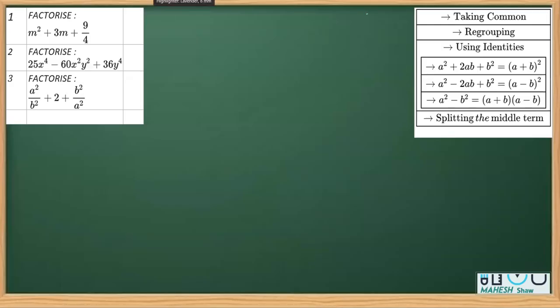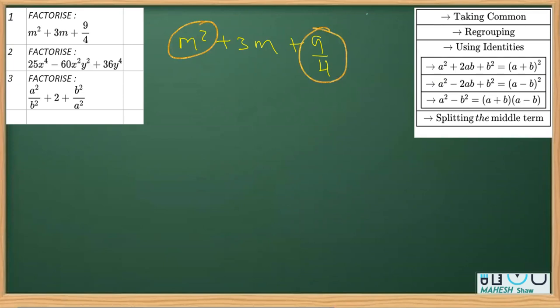I've taken 3 questions based on factorization, class 8. Starting with the first question. The question says it is m square plus 3m plus 9 over 4. What you can see here is that we have two square terms, this being a perfect square, and this is a perfect square. Whenever you have such a situation, we apply (a plus b) whole square if there is a plus sign in between. So now we can proceed with this question.